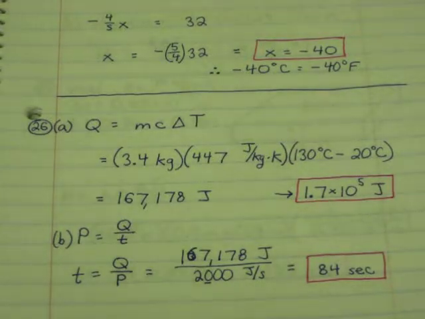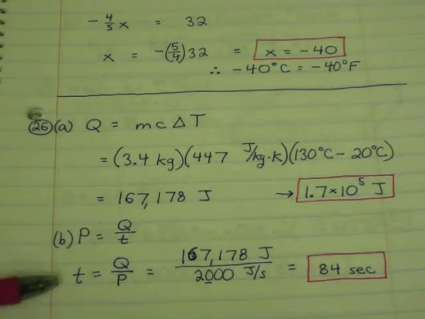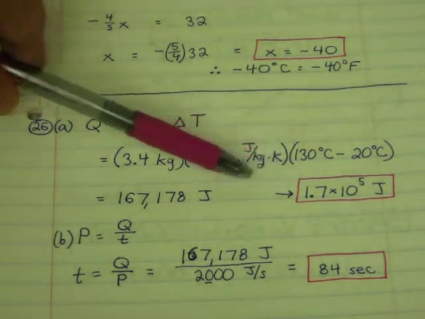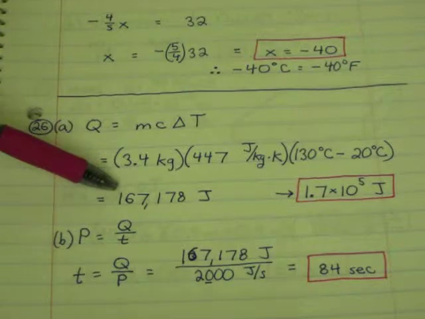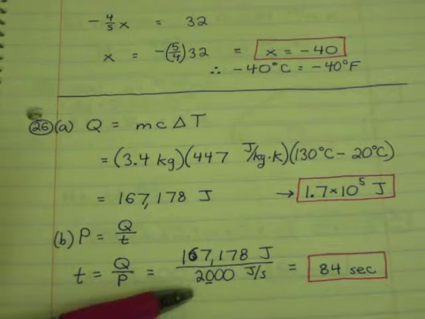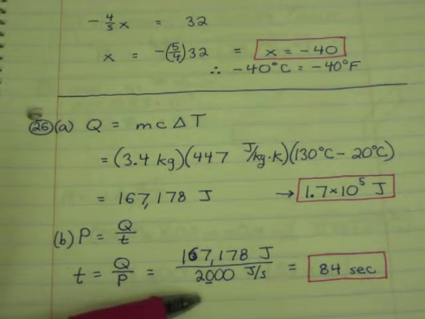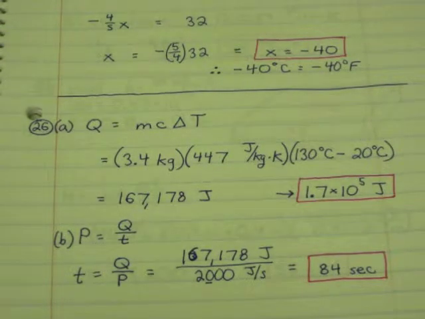Part B gives the power, and we have to figure out the time. If power is heat divided by time, we solve for time as heat divided by power. I'm going to use not the rounded off version, but the exact version my calculator gave me for question A. Divide that by the power, 2,000, and it says watts, but I'll turn that into joules per second. And so we get 84 seconds.